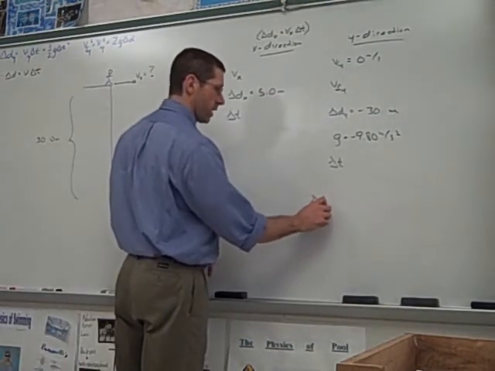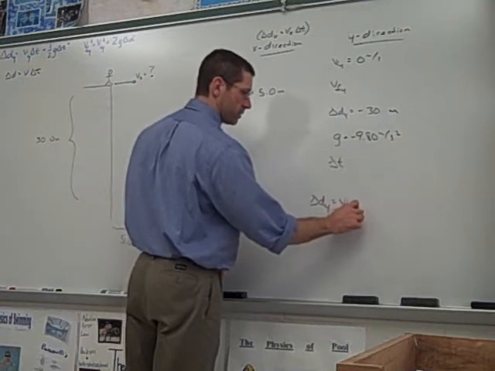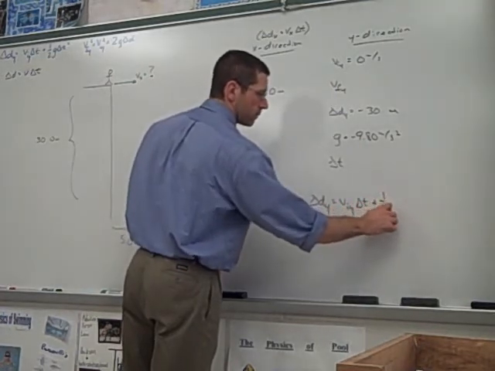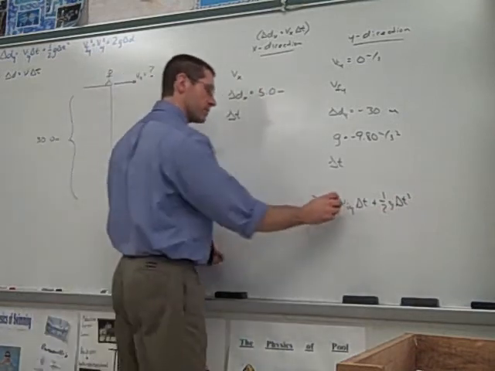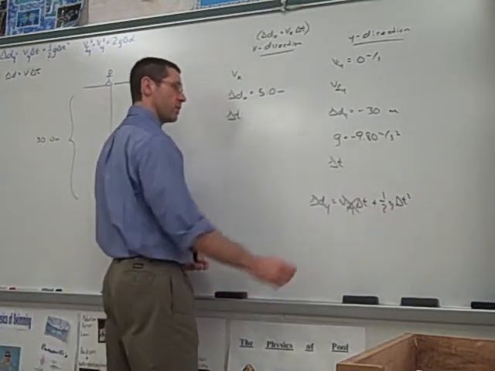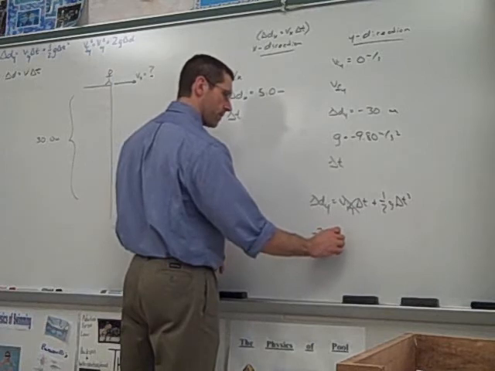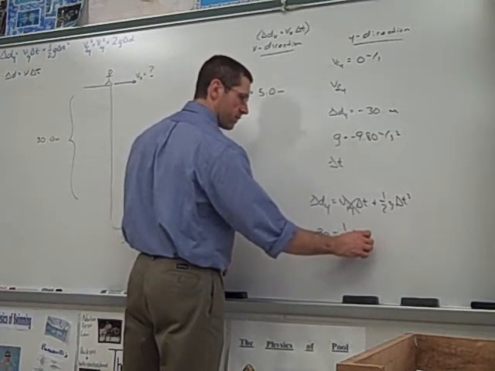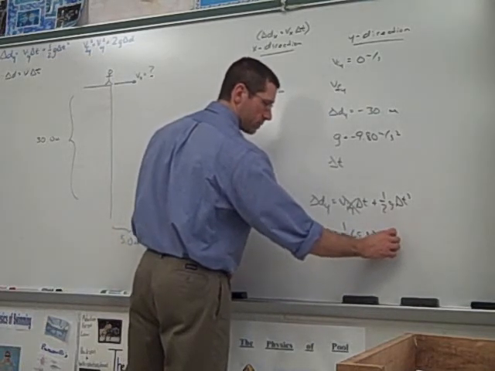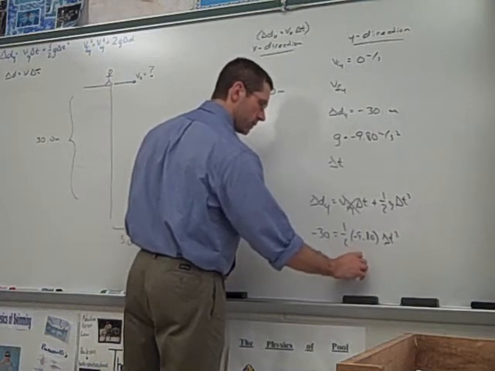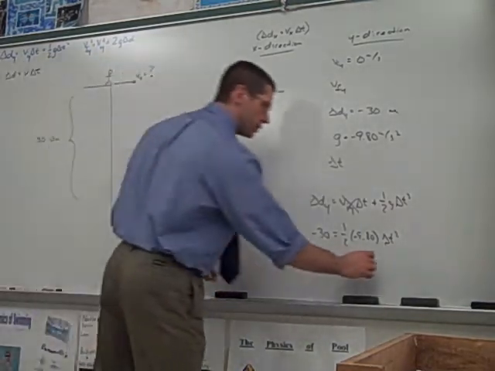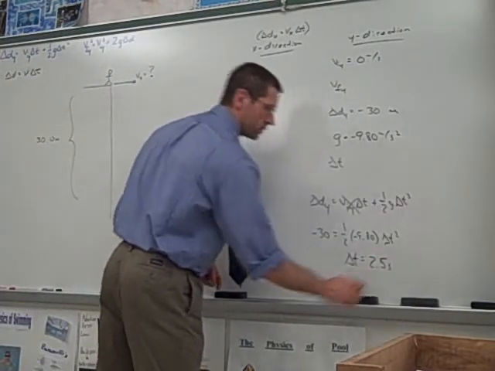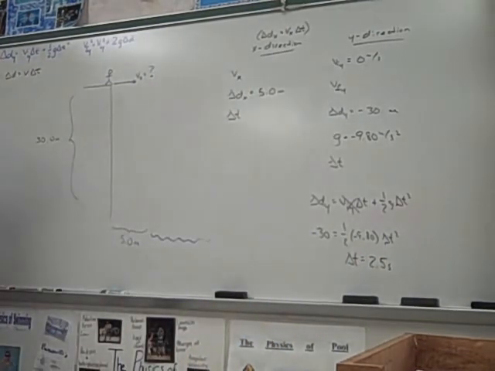So delta dy equals Viy delta t plus 1/2 g delta t squared. Now Viy is 0, so that's canceled. So then we have negative 30 equals 1/2 times negative 9.8 times t squared. And if you solve for time, you find that he falls for 2.5 seconds. And that's how long he's in the air.